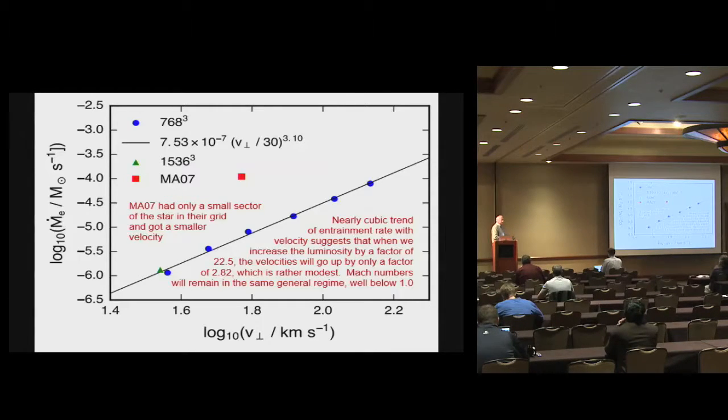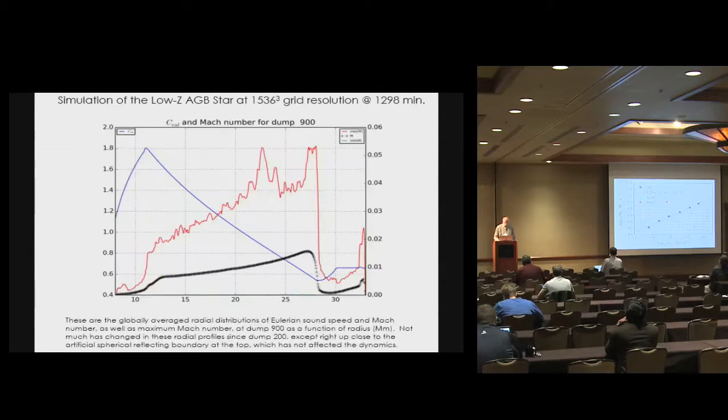And that might sound like a big factor to you, but it's not really so big because you take the cube root of it, and that tells you how much you have changed velocities in this situation. And so this is the velocity scaling, and it's the velocities that really create the situation that we are simulating. We've only upped them by a factor of 2.8, and they're still well below the speed of sound, where we can simulate them with our technique very well.